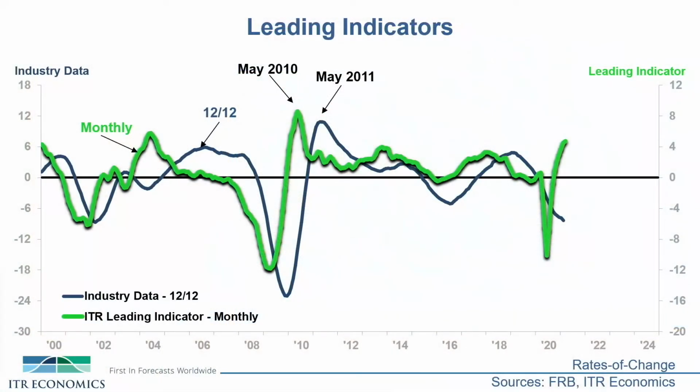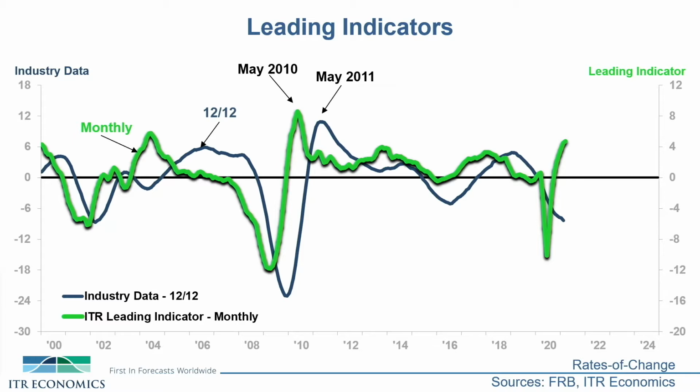So in this particular slide, I'm showing you two distinctly different data series. The blue line is an underlying set of industry data, but it could also be the business cycle of an individual company. The green line here is an ITR leading indicator. In this particular case, I'm leveraging the ITR leading indicator that is proprietary. We designed this tool ourselves, and I'm using the monthly data of that indicator plotted on top of the 12/12 rate of change of a sample set of industry data.